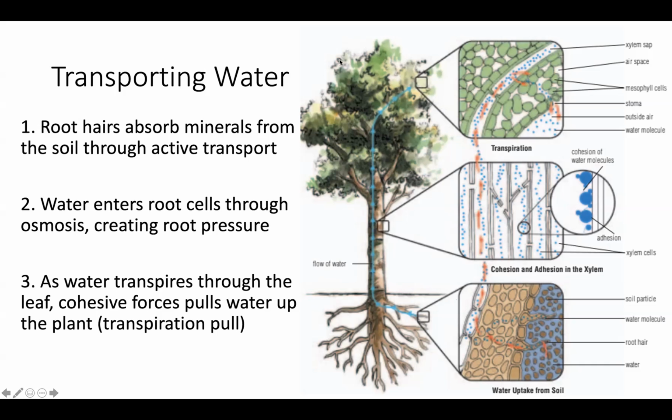And then at the top of the leaves, this is where transpiration is occurring, right? We've talked about this before. So the net movement of water is leaving the leaves.